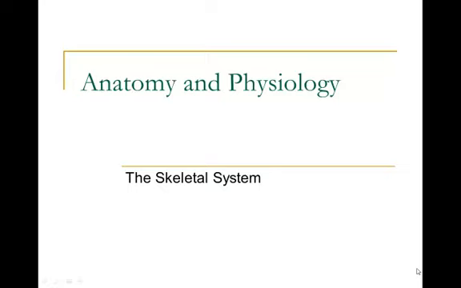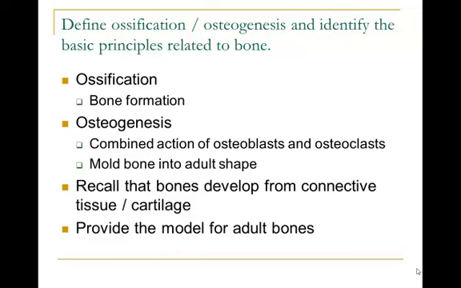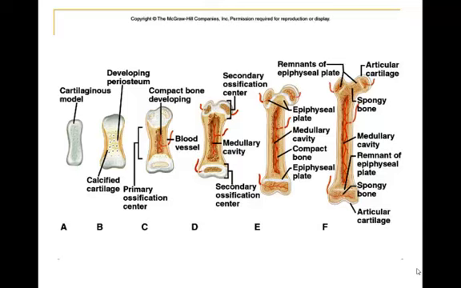With what we were talking about in the last clip, Clip 5, we're going to talk about osteogenesis and ossification. Ossification refers to bone formation, versus osteogenesis, which is how our osteoblasts and osteoclasts continue to mold our bones into an adult shape. Now, bones develop from connective tissue, and there are great pictures in your textbook, a similar picture to this one. And it creates the model, if you will, for an adult bone.